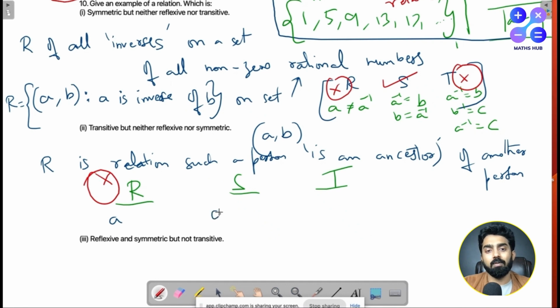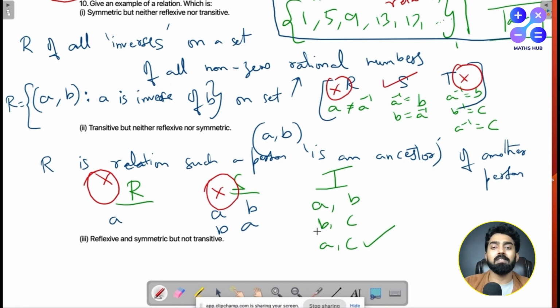If A is an ancestor of B, will B be an ancestor of A? No, it's not possible, right? So if we have a grandfather and a father and a son, you cannot have the father become the father of the grandfather, right? So that's not going to work like that. Is it transitive? If A is an ancestor of B and B is an ancestor of C, will A be an ancestor of C? Yes. So if A is a grandfather, B is a father, and C is a son, then A will be an ancestor of C as a grandfather and son relationship. So this is a transitive relation.